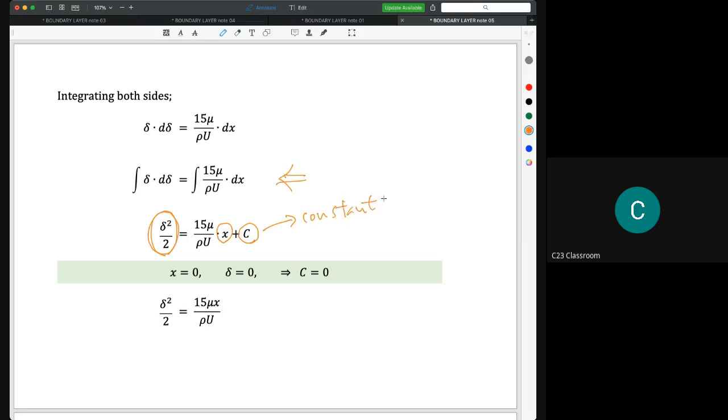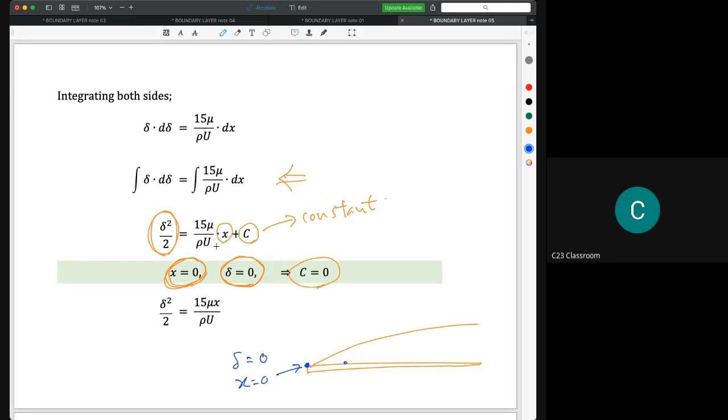And then we substitute the boundary condition. We assume that when x equals 0, delta is also 0, so the value of the constant becomes 0. What is the meaning of x equal to 0 and delta equal to 0 here? You can imagine that we have a flat plate here, and this is our boundary layer. At the starting point here, x is equal to 0, so the boundary layer is not formed yet, and the value of delta is also 0.